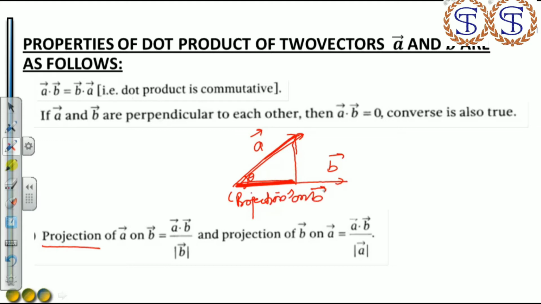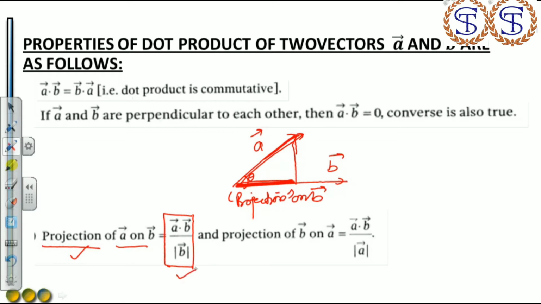So how can we find out this projection of A on B? By using a simple formula: projection of A on B is A dot B upon modulus of B. This is the formula to find the projection of A on B.